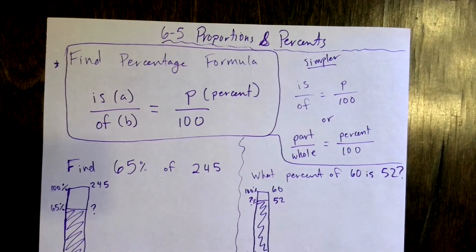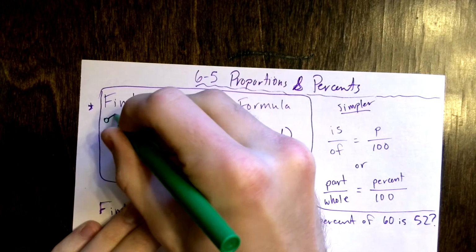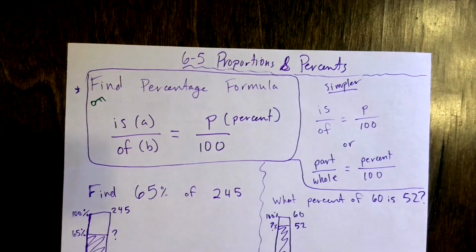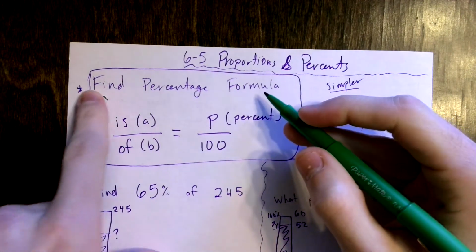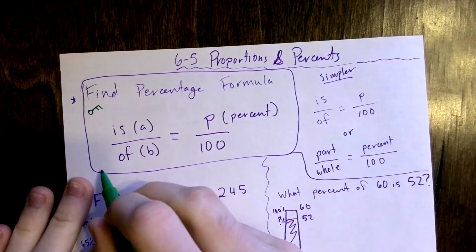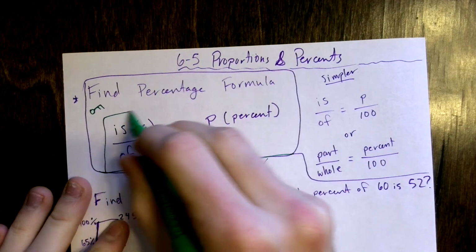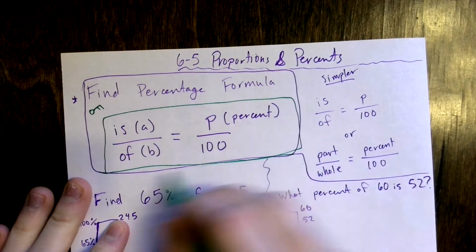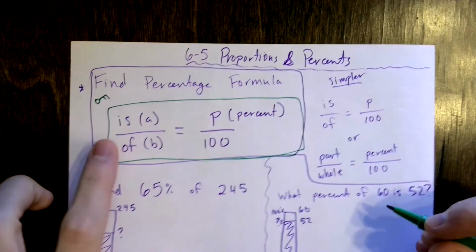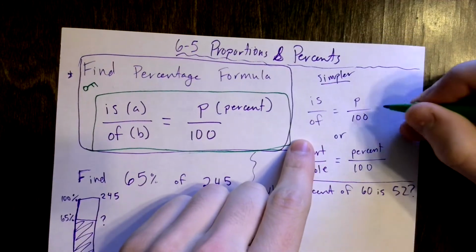So I have a super special formula for here. This is our big key right here. Make sure you get this one in your notes. Find a percentage formula. What I have right here, I want you to make sure you get in your notes. This is of... Just take a second to jot that down. We'll talk about it in a second. Here's some simpler versions of it.